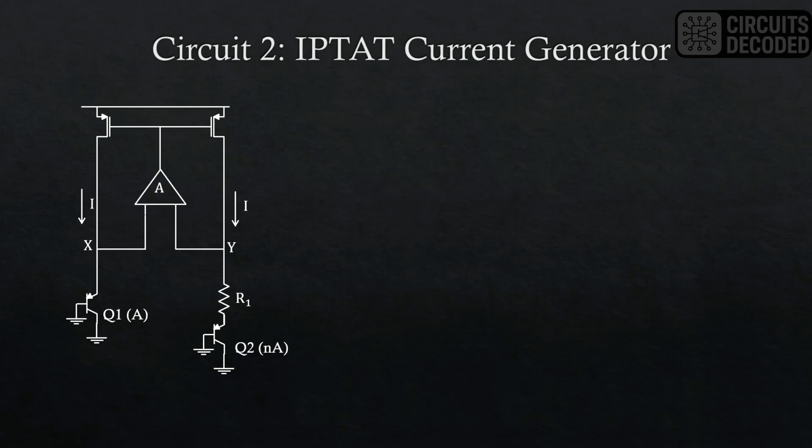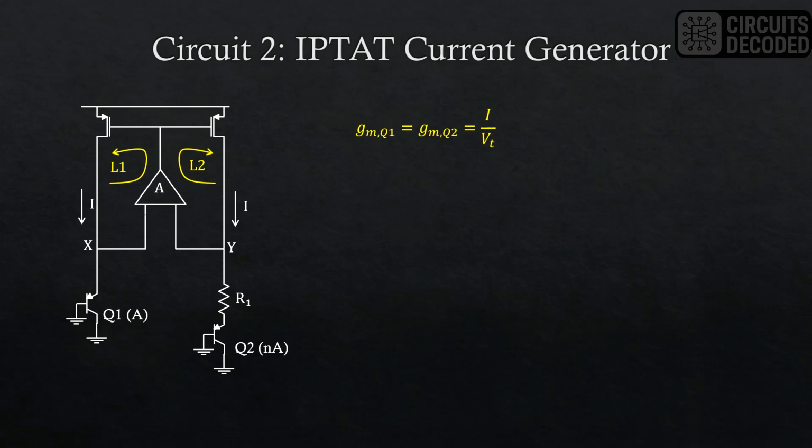Let me first go through the circuit operation, and then we can analyze the loop. Assuming that the circuit is stable, the op-amp with a very high gain of A will force the node voltages Vx and Vy to be equal. And the upper PMOS transistors will ensure that the branch currents are equal as well. So the current through the resistor R1 is proportional to the difference of the VBE of the bottom BJT transistors Q1 and Q2. Also, since the currents of these transistors are equal, their GMs are also equal and is shown here.